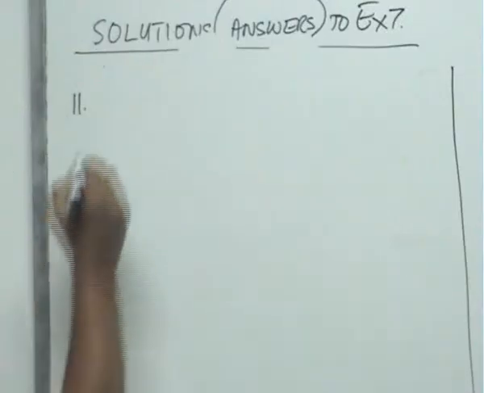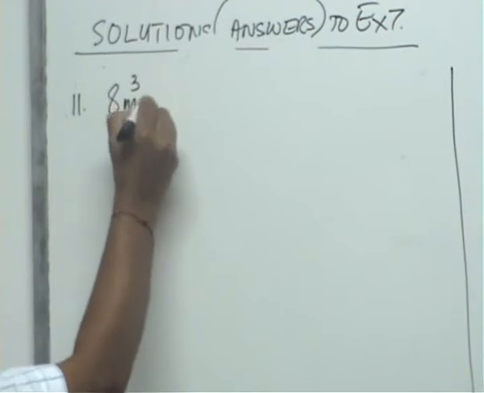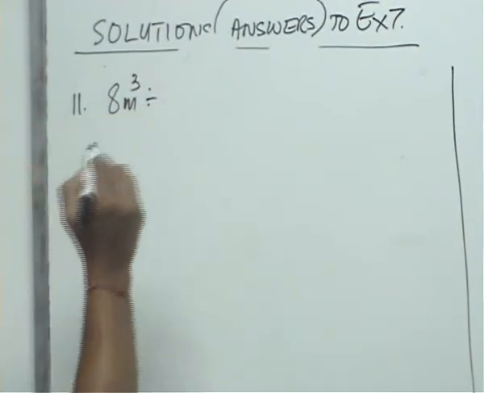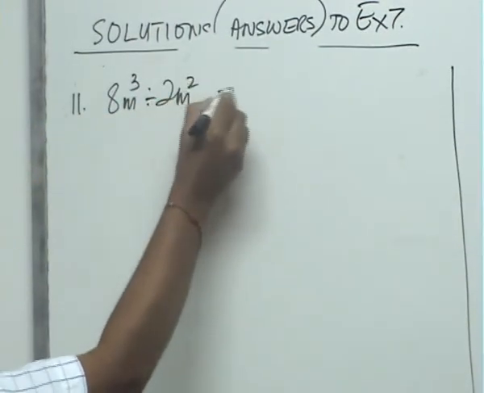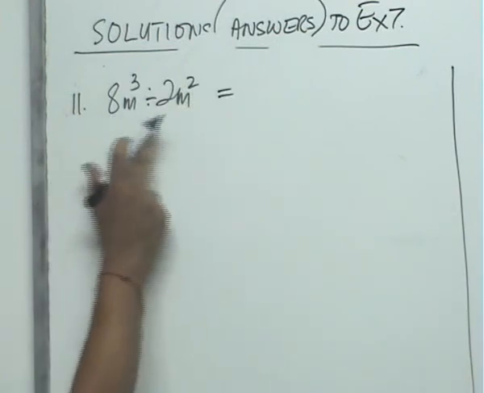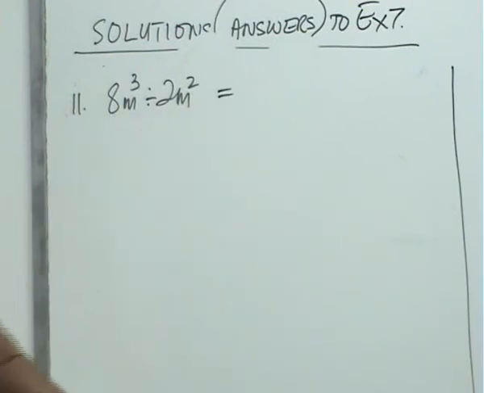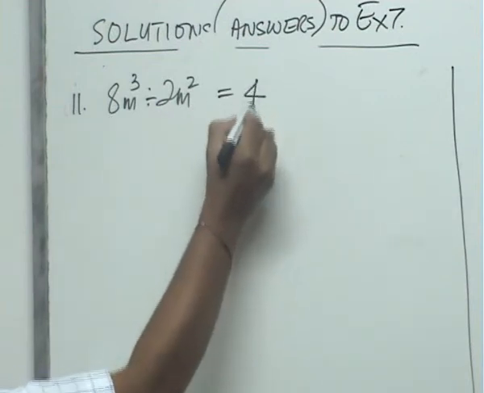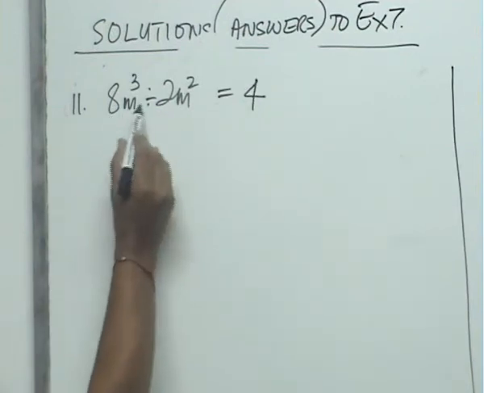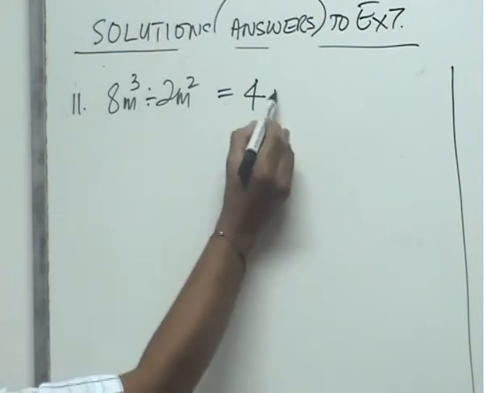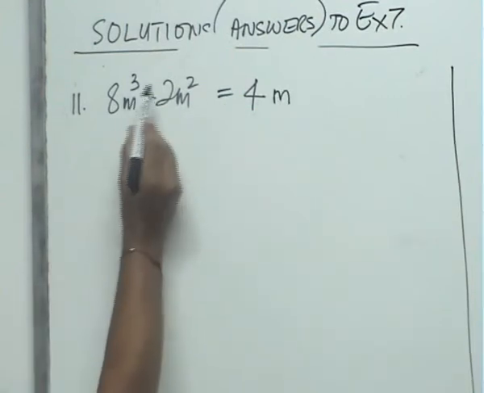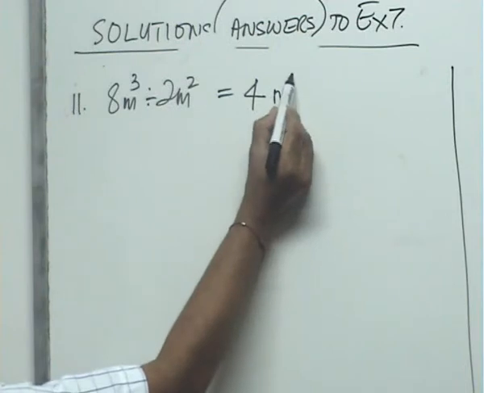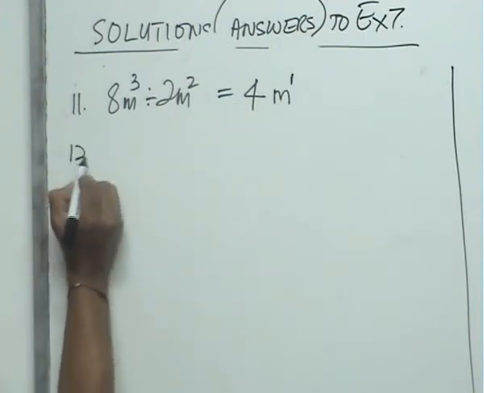Number 11, 8m cubed divided by 2m squared. Well, now you have numbers and you have powers. So let's do the numbers first. 8 divided by 2 is 4. Then m cubed divided by m squared, write down m. 3 minus 2 because we are dividing.